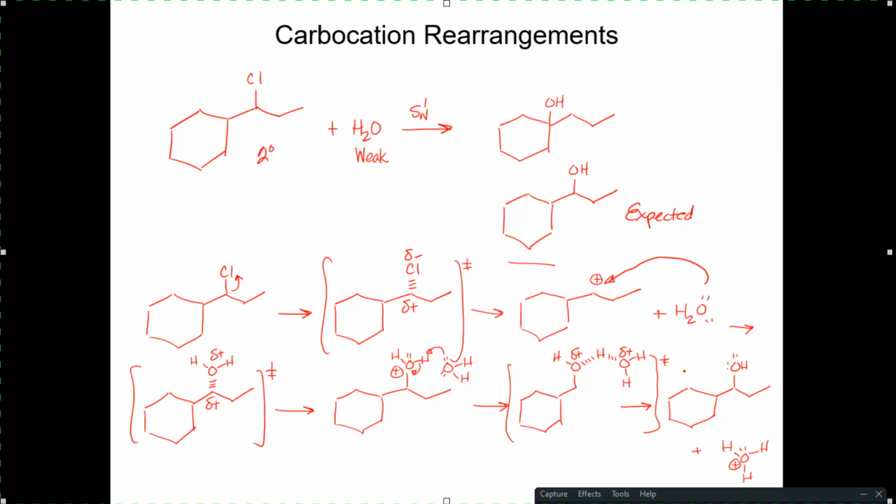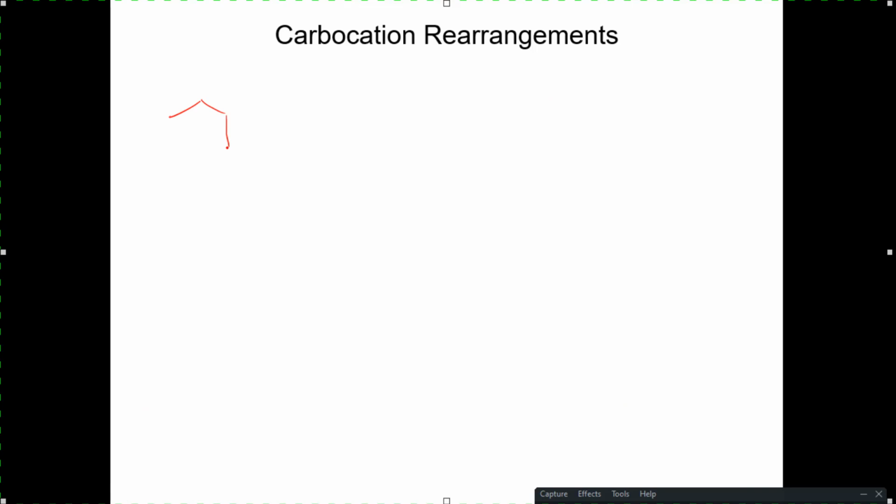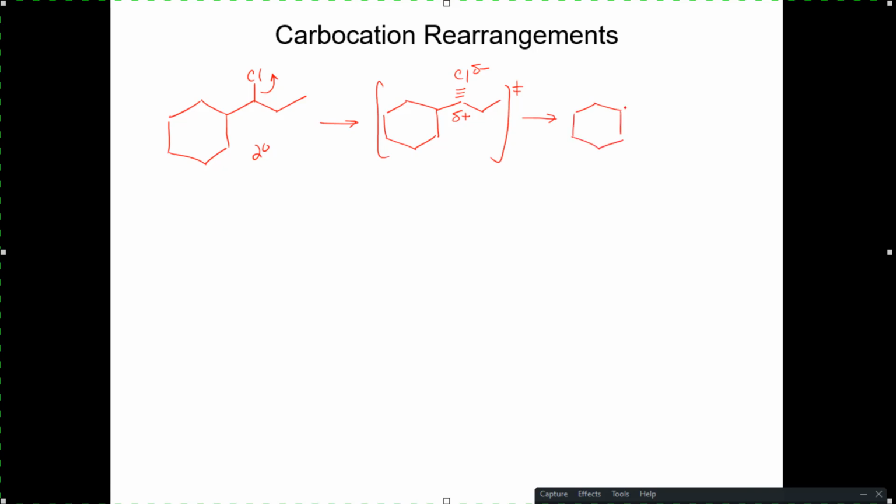Now let's talk about the mechanism to form the unexpected product. To form the unexpected product, I'm going to start by forming the carbocation. Since this is a secondary system, I'm going to go ahead and do the same first step. I'm going to lose the chlorine. I'm going to break the carbon-chlorine bond. I'm going to have my partial carbon-chlorine bond being formed. Carbon's going to be delta minus, and carbon's going to be delta plus in the transition state. And then we're going to end up with the carbocation.